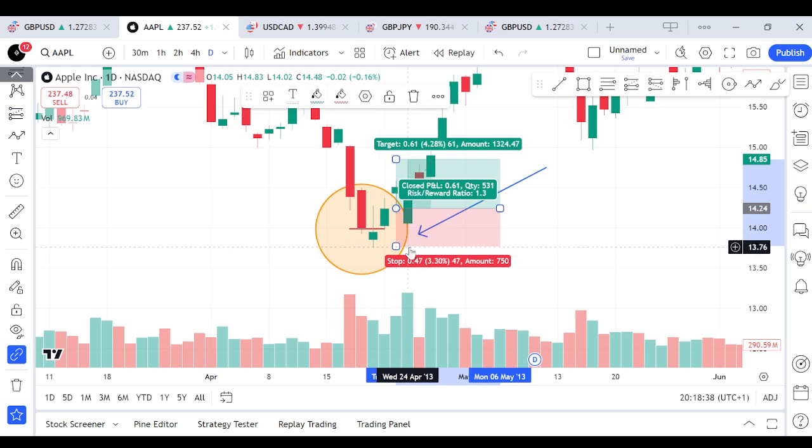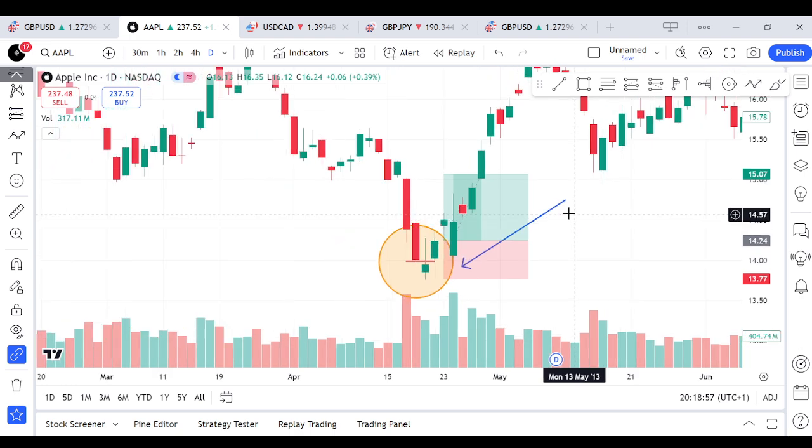Should be below the low of the second candle of the pattern. So this level represents the point at which the pattern would be invalidated. So for additional protection, consider using a time-based stop, exiting the trade if the expected move doesn't materialize within a specific time frame.